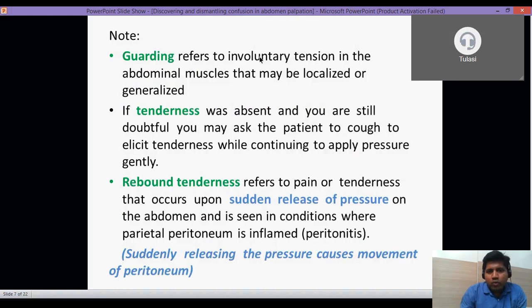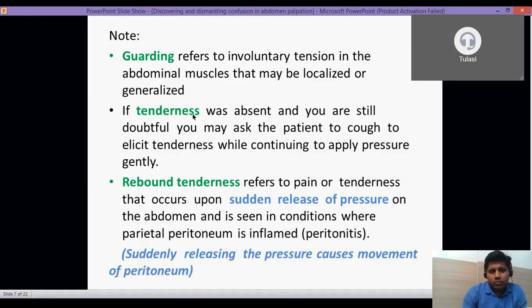Guarding refers to the involuntary tension. This is not something the patient does voluntarily. When you're doing a light palpation, you feel involuntary tension in the abdominal muscles, which can be localized or generalized. That is called guarding. How will you remember? Like in any sport, players wear guards, right? And they are not wearing it inside the abdomen, they are wearing it over the superficial area. So guarding usually refers to the finding on superficial palpation, which is the involuntary tension in the abdominal muscles.